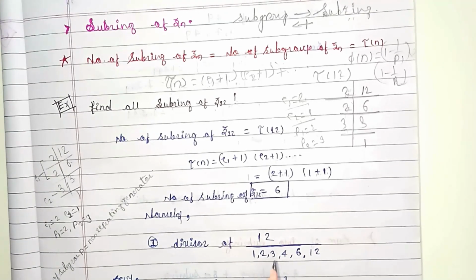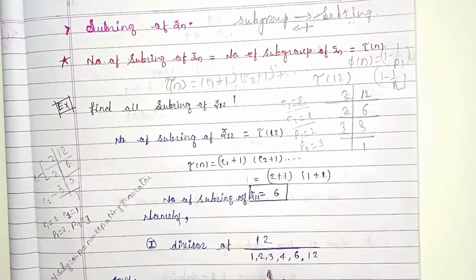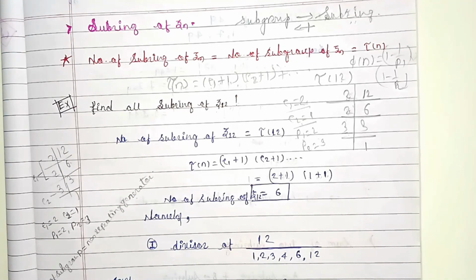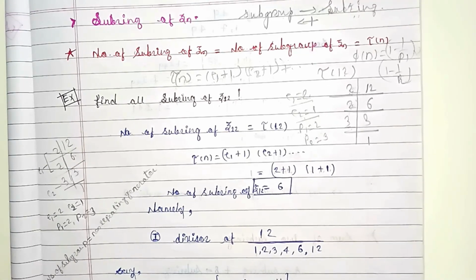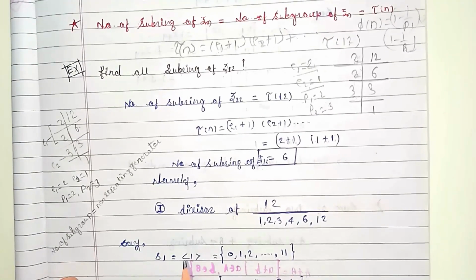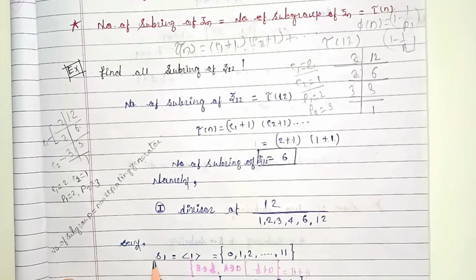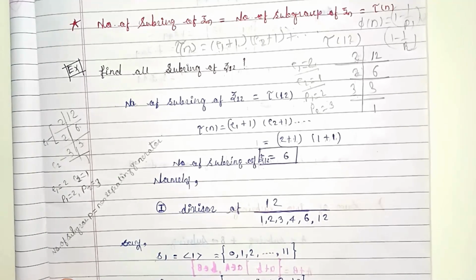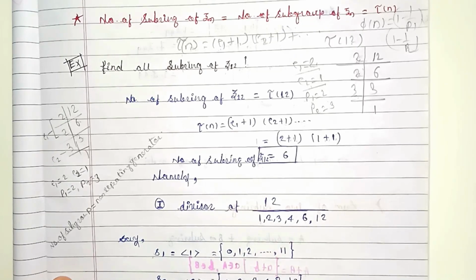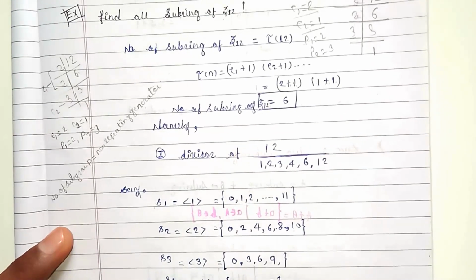And the number of generators for our group, which are divisors of 12, gives the total subrings. So 1 is a generator for the whole group. It generates 0, 1, 2 up to 11, the whole group under Zn, where we take addition. The number of non-repeating generators gives the number of subgroups, and similarly it applies for the number of subrings too. So 1 is a generator of our group, 2 is a generator, 3 is a generator, 4 is a generator.